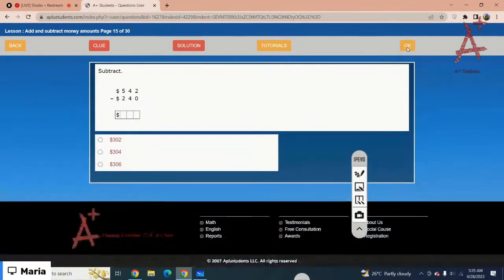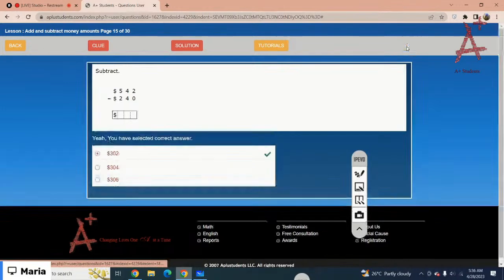Okay, 2 minus 0 is 2. 4 minus 4 is 0 and 5 minus 2 is 3. So it would be $302. The correct option is $302.